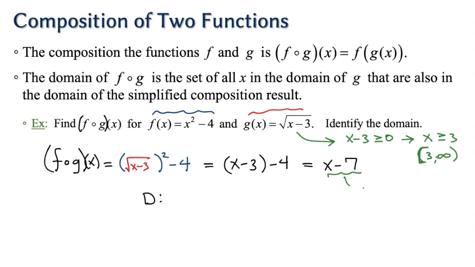Now, in our final result, what's the domain of that? Well, this is just x minus 7, a nice polynomial. So that's going to have a domain of all real numbers. So when I want to figure out the domain of the entire composition, I have to go over here and say, okay, what do these two share in common? Well, this one is 3 to infinity. This one is all numbers. So the overlap, what they share in common, is going to be from positive 3 to positive infinity. So the domain of this one is going to be positive 3 to positive infinity.